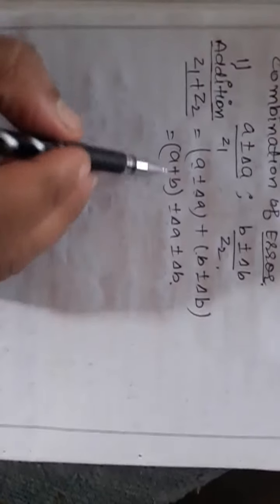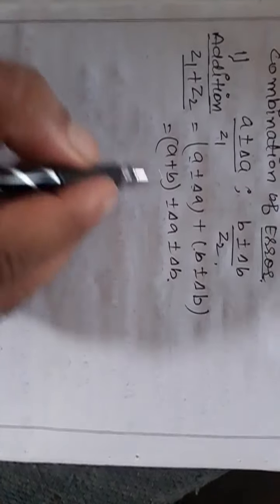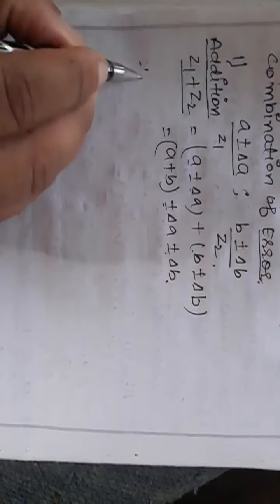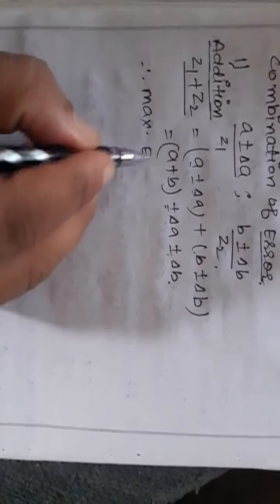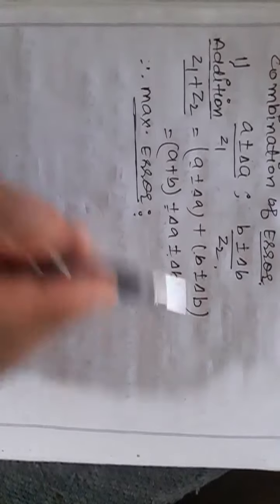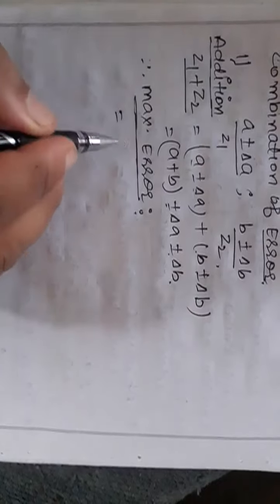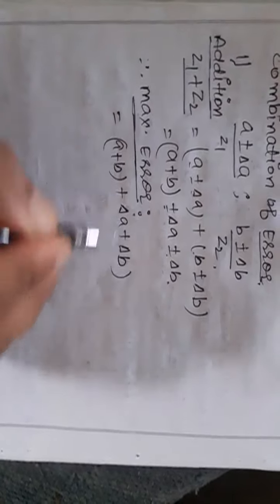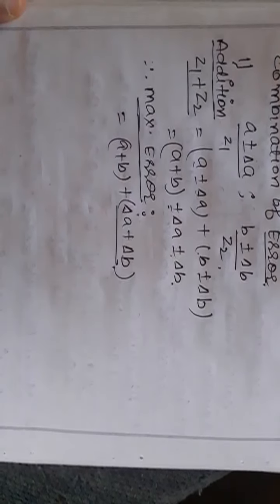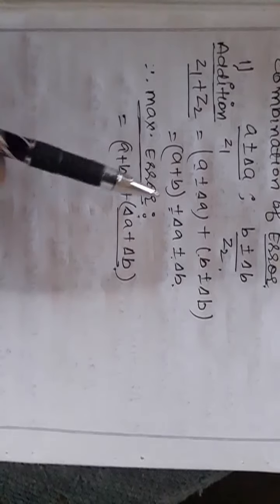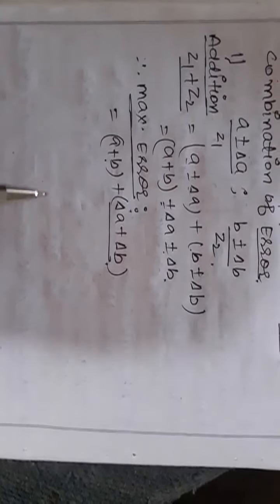So there are different cases. We can make 1, 2, 3, 4 cases: plus plus, plus minus, minus plus, minus minus. Therefore, what will be the maximum error? We always take the maximum possibility of error. The maximum error is when all these quantities are positive. Therefore, the answer will be a plus b plus delta a plus delta b. So from this relation, it is clear that if two quantities are added, then their true values are added as well as the errors are also added.